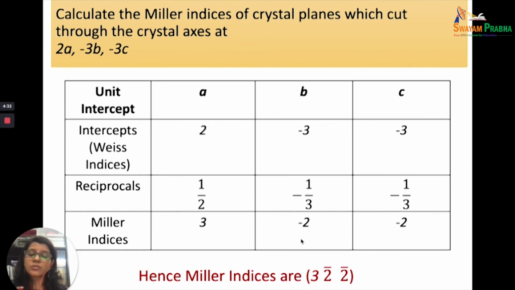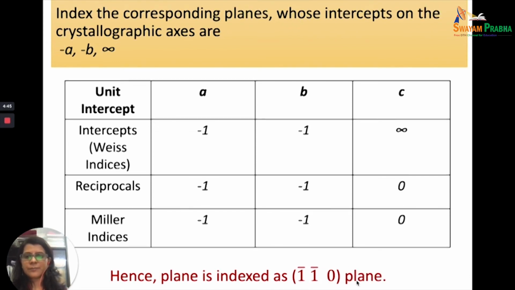Now you do not write minus 2 and minus 2 like this. You write 3, 2 bar, 2 bar. So the minus is written as a 2 with a bar over it. So Miller indices are 3, 2 bar, 2 bar.